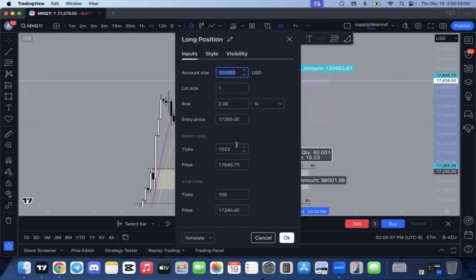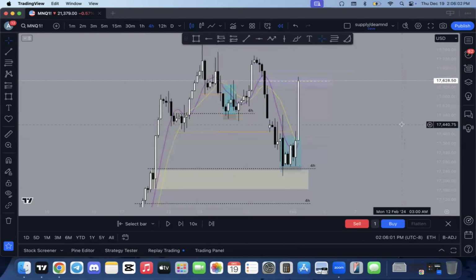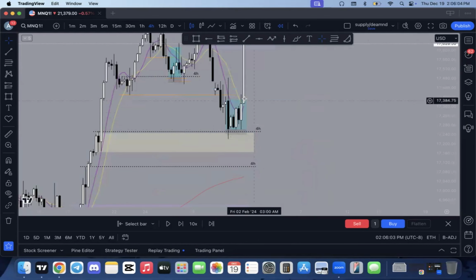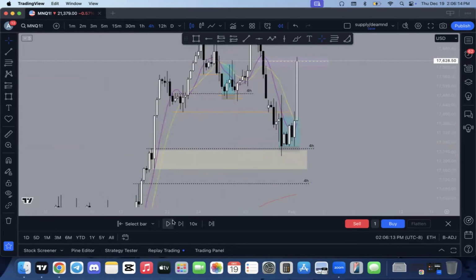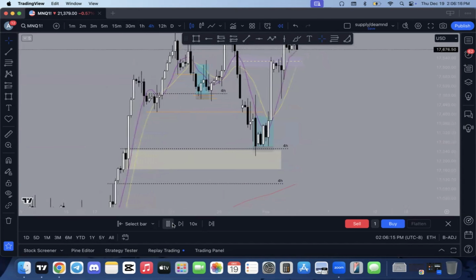It's crazy how accurate these higher time frame order blocks are. So could have left a runner, right? I mean, could have hit TP and then just literally left a runner. So it's totally up to you how your trading plan is. Let's see if we can find another one.